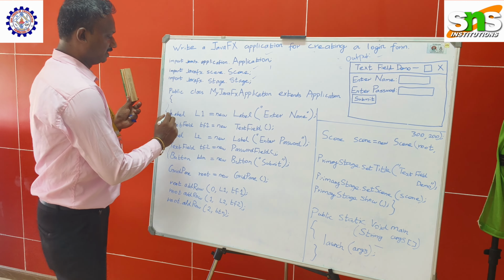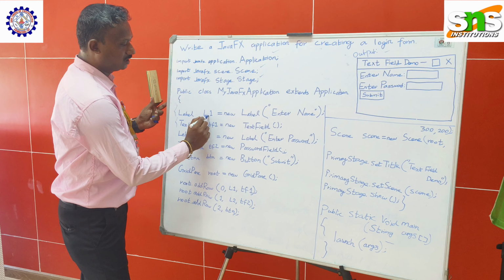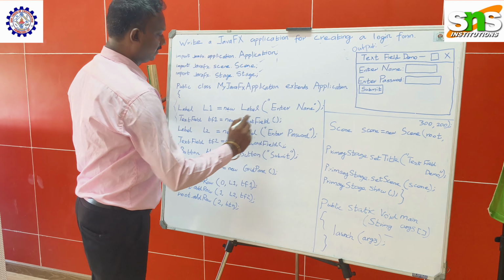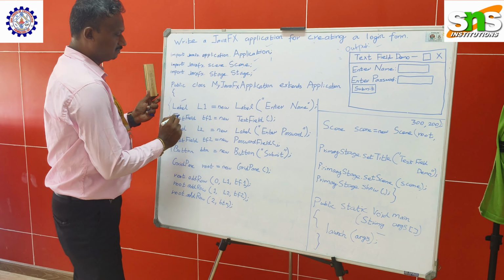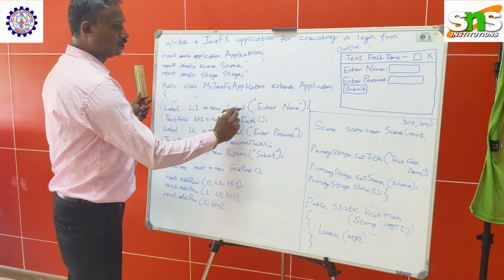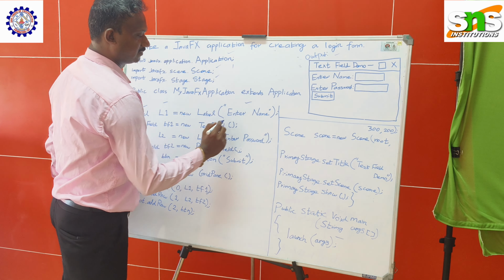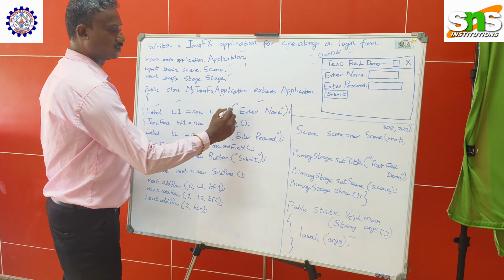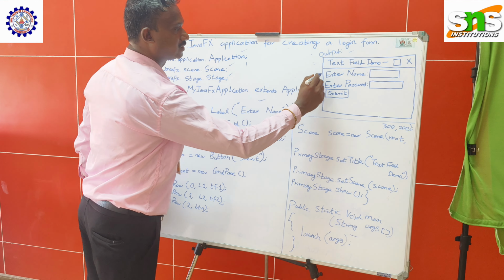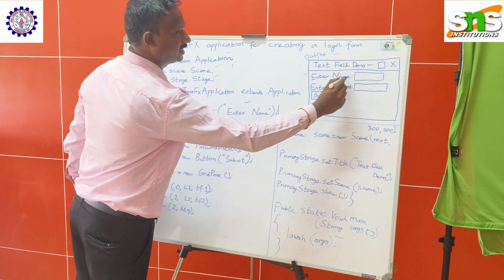Let us see this line. Label L1 equals new label, enter name. This is a class name. L1 is an object name. The name inside the new label should be displayed here. So what name should be displayed? That you have to mention here. See this output: enter name.